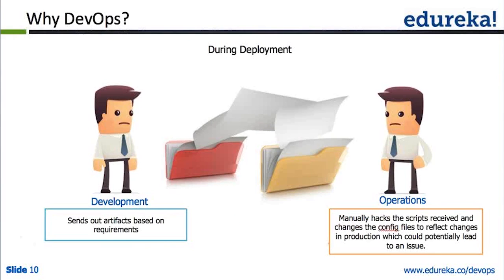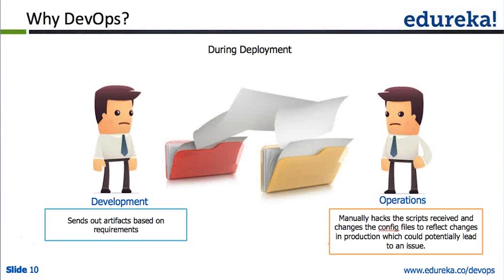This is again a typical scenario where, as a developer, you develop a code or set of applications, and you send out the artifacts based on whatever requirements you had from customers, and then you try to deploy it to production. The operations team tries to manually hack the script received from the development team and changes the config files to reflect the changes in production, which could potentially lead to an issue. As I said earlier, most of the time the changes can lead to a problem, especially when you do not have really good visibility into what got changed, and you're simply applying some short fix and shortcuts to deploy the change.